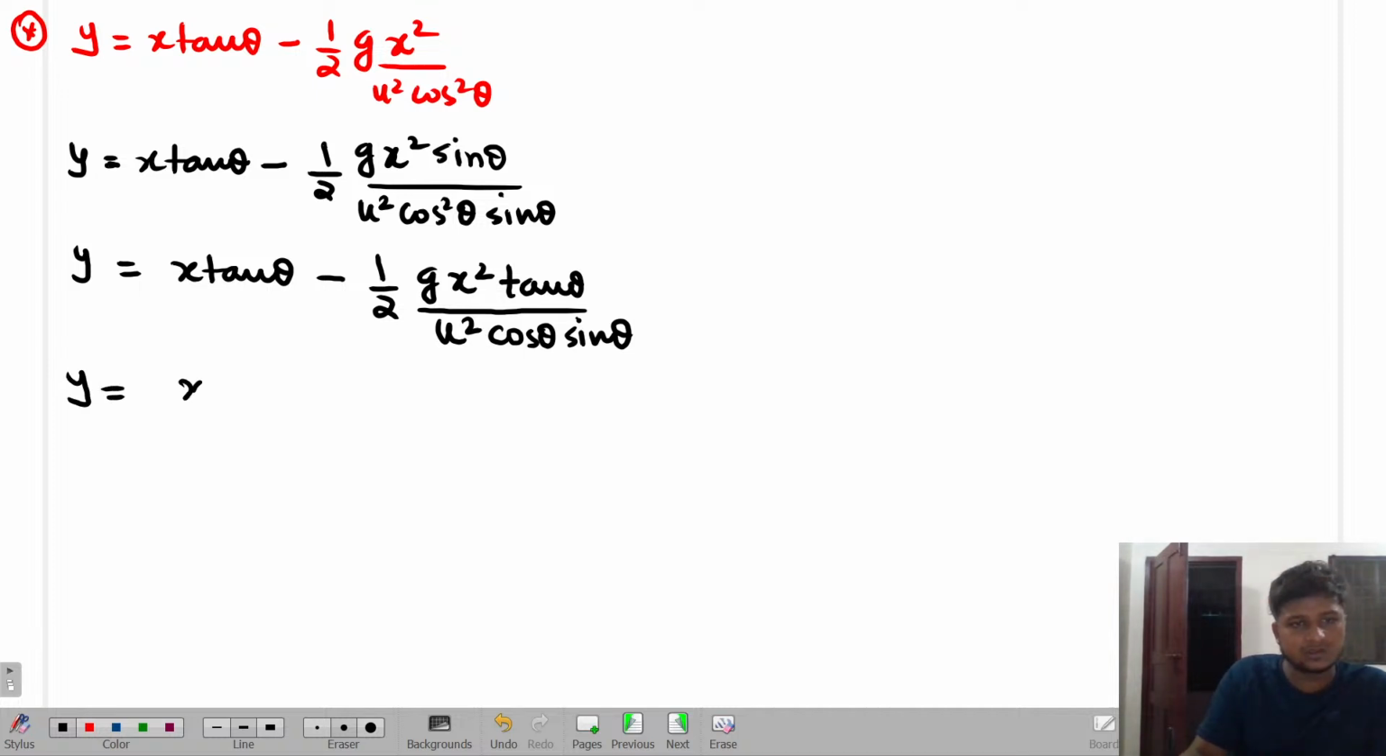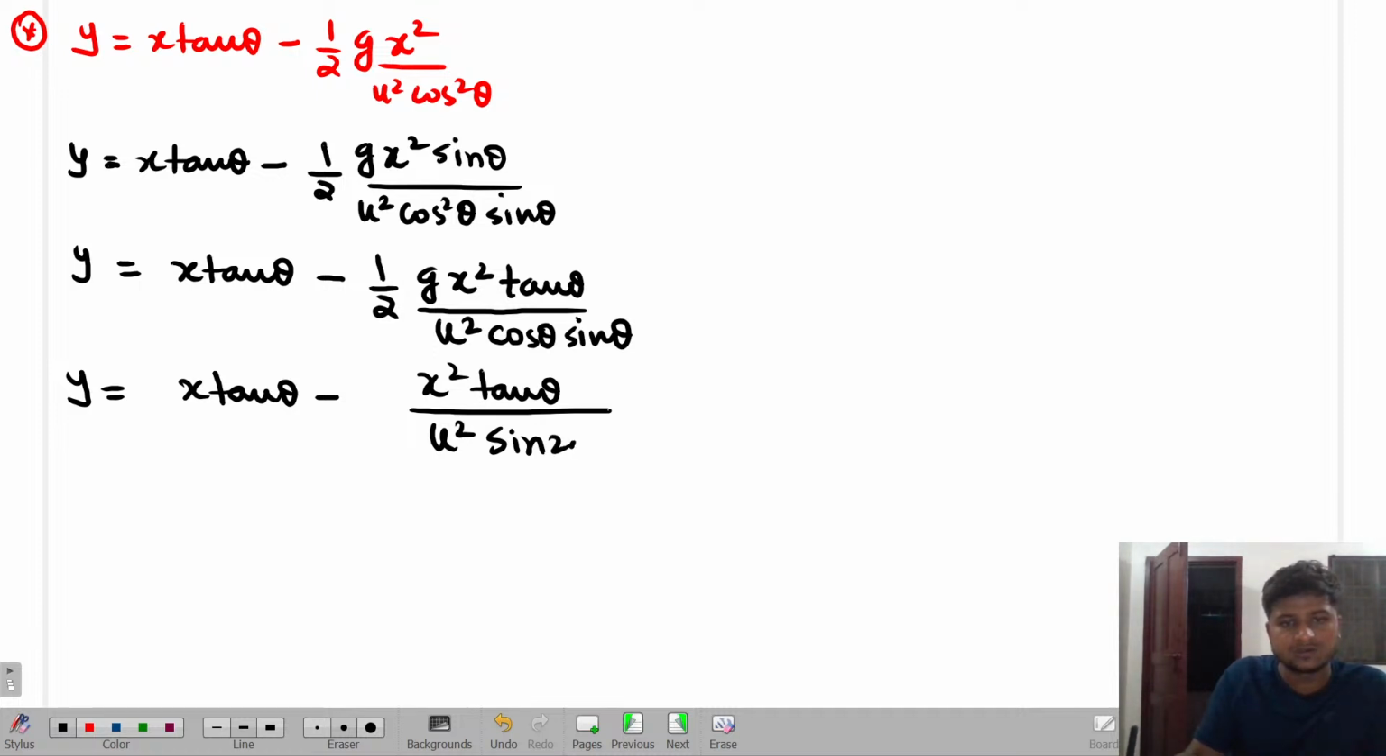So y is equal to x tan theta minus x square tan theta. Can I write it this way? Can I bring this g in the denominator? That is twice u square, and I'll write u square, this is 2 sin theta into cos theta, that is written as sine 2 theta upon g in the numerator, because if g goes up, no problem. You can see that this is the formula of range or not, guys? Tell me yes or no. Yes. So that is the formula of range.